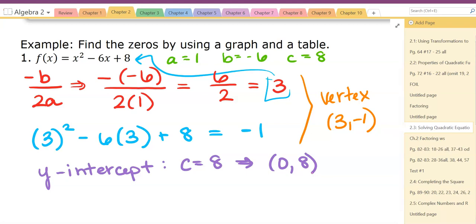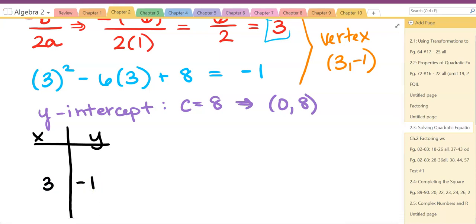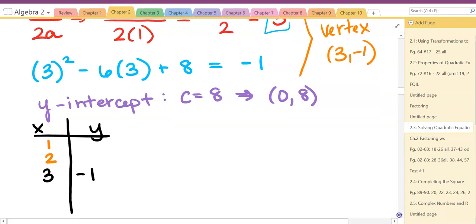So what I can do to help me find other points and find the solutions that I'm looking for, now that I have an idea of what my vertex is and what my y-intercept is, is create a table. We put the vertex in the middle. So 3, -1 goes in the middle there. And then we want to pick a couple points above and below 3. So like 1 and 2, 4 and 5.